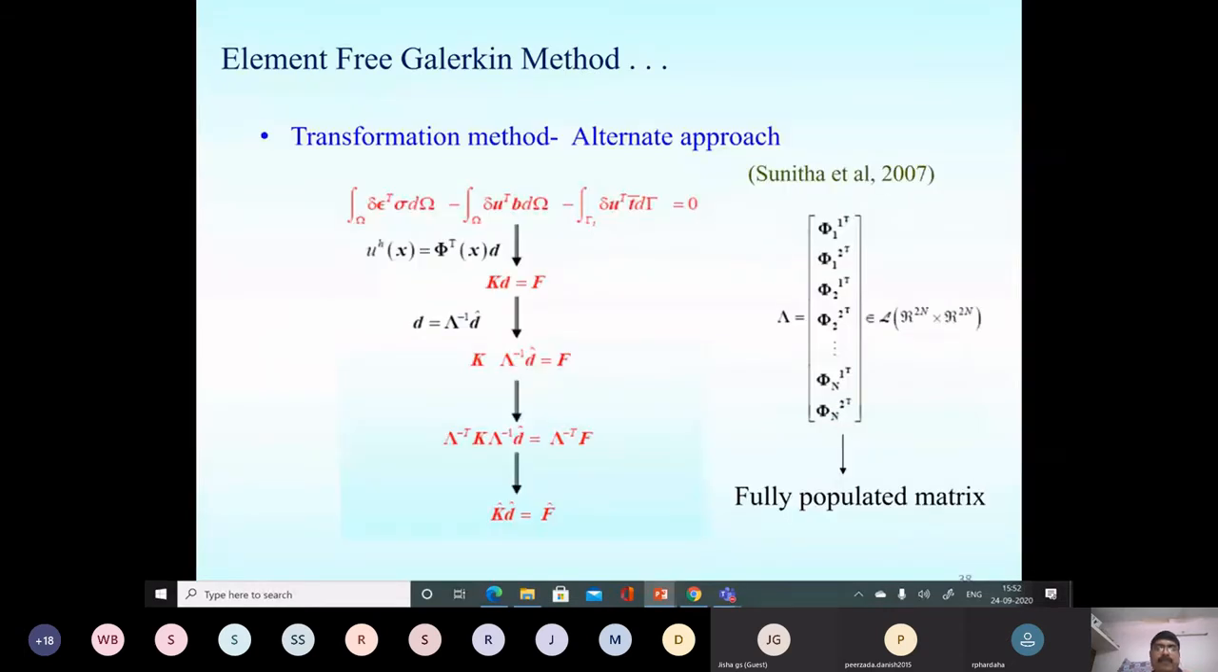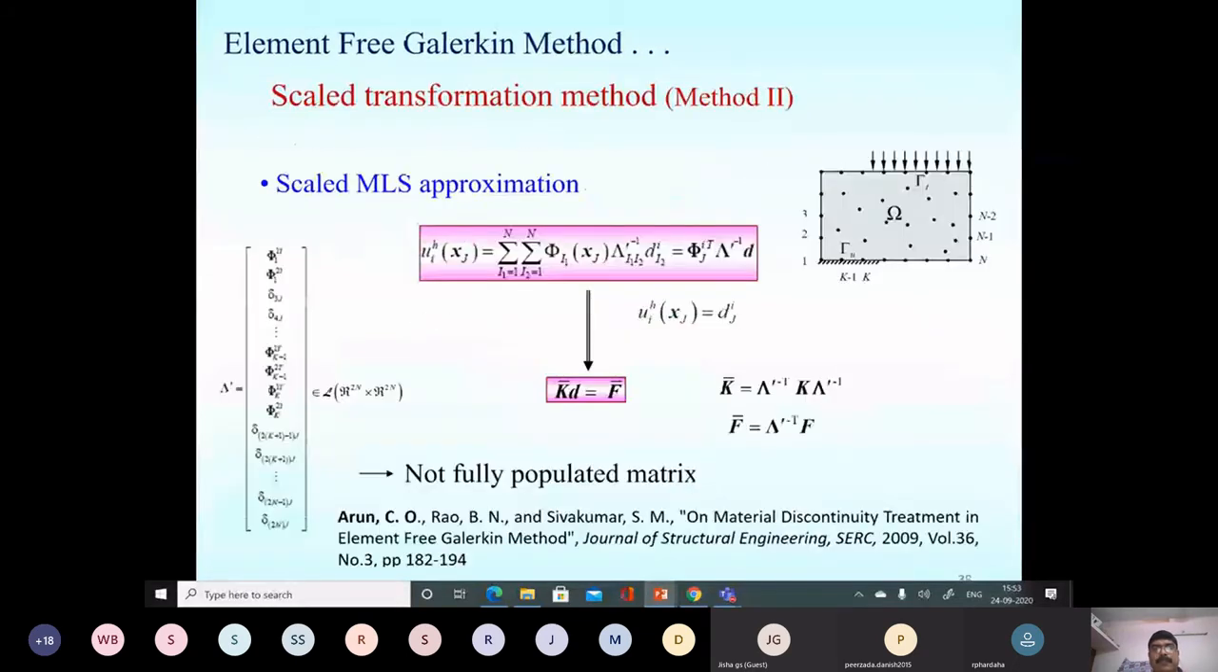So they made this suggestion. But again, you have the inverse of a fully populated matrix, because it is very large. You have only some 5 nodes on your essential boundary and 1000 nodes in your domain. Your matrix has to be 1000 by 1000, or if it's a 2 degree of freedom system, 2000 by 2000, and so on.